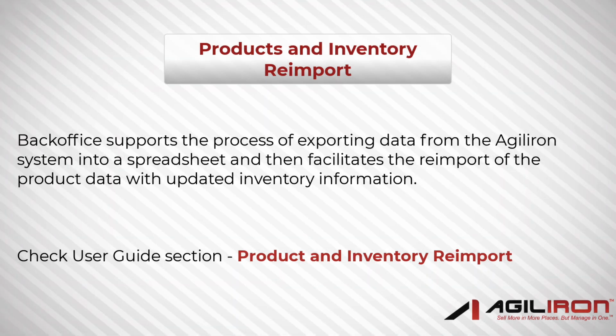Back Office supports the process of exporting data from the Agiliron system into a spreadsheet and then facilitates the re-import of the product data with updated inventory information. Go through the Product and Inventory Re-import section in the Agiliron Learning to follow the processes shown.